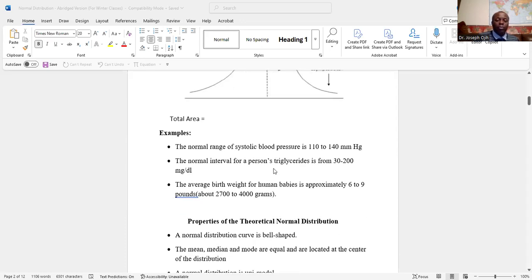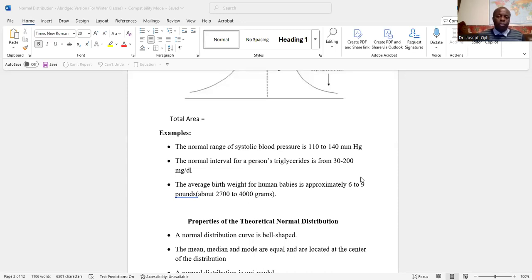Now, I'll give you an example. The normal range for systolic blood pressure is 110 to 140 millimeters of mercury. And the normal interval for a person's triglycerides is usually 30 to 200 milligrams per deciliter. So anything above that is not normal, or anything below that is also not normal.